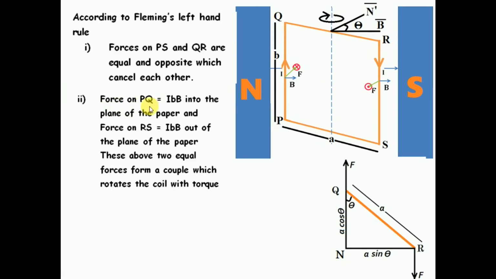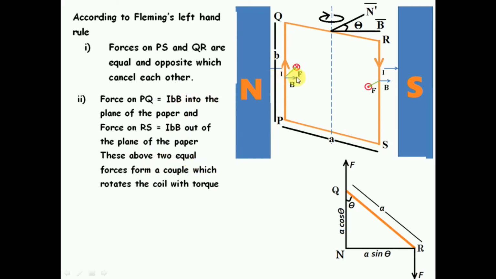Now the force on wire PQ: we already know the force on a current carrying conductor in a magnetic field is BIL sin theta. B is the magnetic field, I is the current, and L is the length, so the length here is b. Similarly the force on this side of the conductor is IBb, and the angle between the magnetic field and current is 90 degrees, so I am not writing sin theta here.